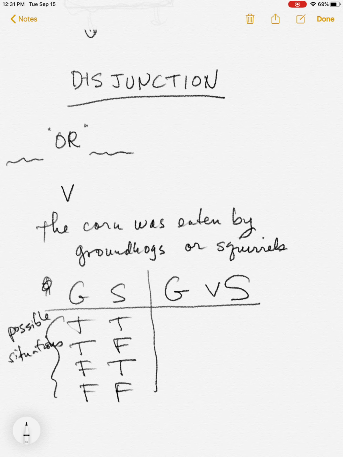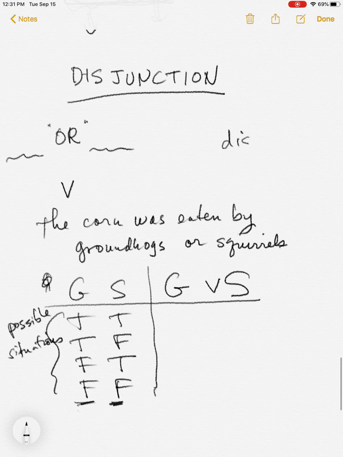Okay, so what's absolutely clear is, if it turned out the rabbits had done it, that is, both disjuncts, the parts of the disjunction, if both disjuncts are false, it's false, right? Suppose you put a nanny cam out there and she sees, oh my God, it wasn't groundhogs, it wasn't squirrels, it was rabbits. I said something false.